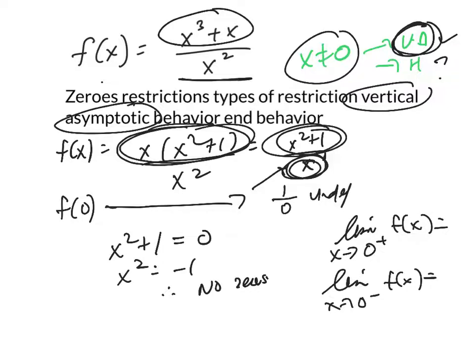So if I sub in a number a little bit to the right of 0, I'm going to get a positive infinity. Over here, if I sub a negative number into the entire function, I'm going to get a negative infinity. So it's opposite direction.